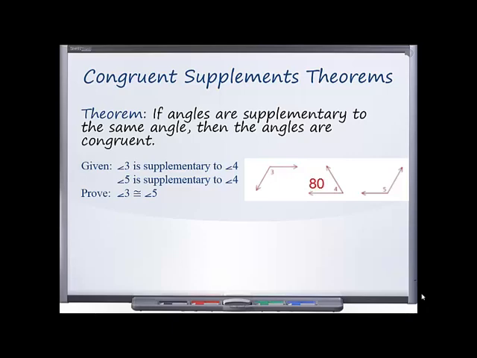And if we know that 3 is supplementary to 4, by the definition of supplementary angles, the measure of angle 3 must be 100 degrees. And by the same token, angle 5 must also equal 100 degrees. So we can see that 3 and 5 have equal measures, and therefore they're congruent. Okay, so now let's see it in a formal proof.